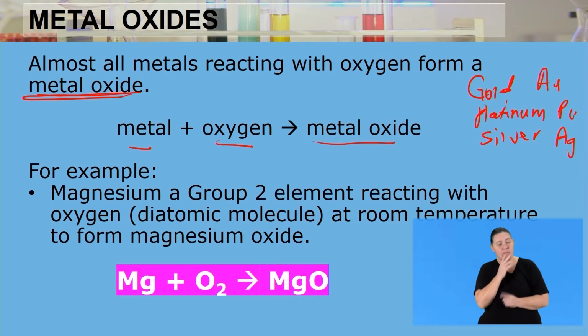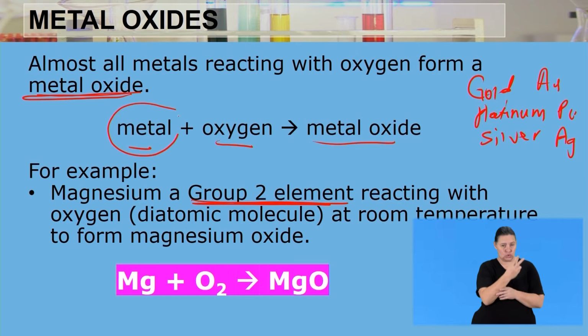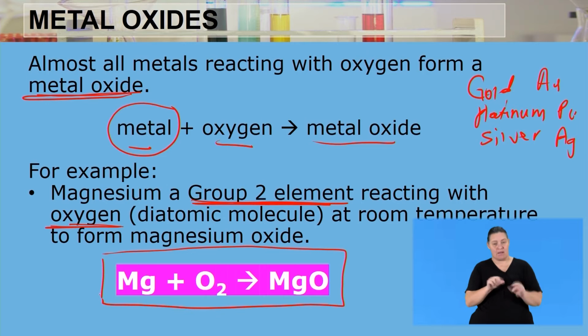So looking at an example that we can have here, magnesium as a group 2 element. Remember, the elements in group 2 are called alkaline earth metals. So magnesium is going to react with oxygen. Remember, oxygen is a diatomic molecule found in group 17 of our periodic table. Now, when these two react together at room temperature to form magnesium oxide, this is the chemical equation which is going to be formed.